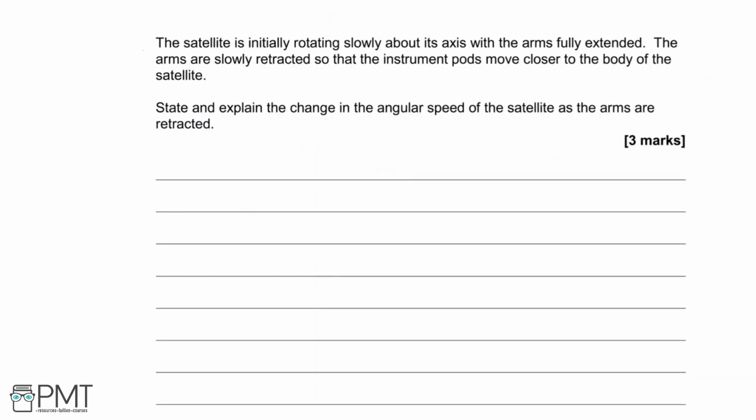The satellite is initially rotating slowly about its axis with the arms fully extended. The arms are slowly retracted so that the instrument pods move closer to the body of the satellite. State and explain the change in the angular speed of the satellite as the arms are retracted. Now, the first thing we can say based on the equation that we wrote down before is that because the pods decrease in radius from the center, the term 2mr squared is going to get smaller, and therefore the overall moment of inertia is going to decrease.